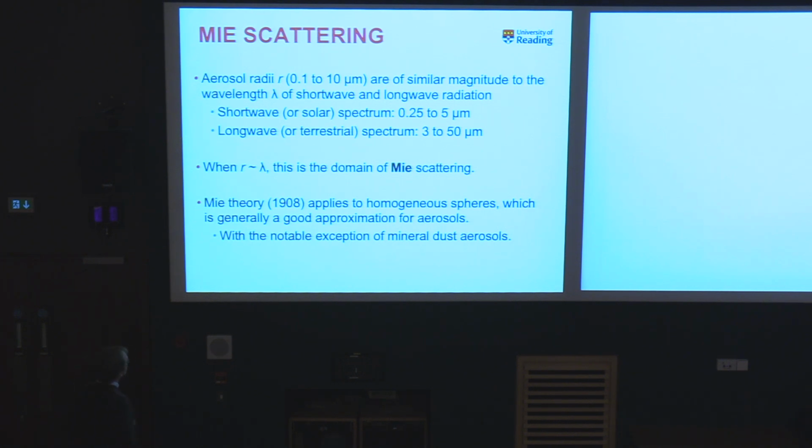So the theory that Mie put together in 1908 is only valid for homogeneous spheres, but that's actually quite a good approximation to represent typical aerosols in the atmosphere, with perhaps the exception of mineral dust aerosols, so grains of sand, which are anything but spherical. But even then, you can apply correction factors. But we have a theory. We can start computing our aerosol radiation interactions.